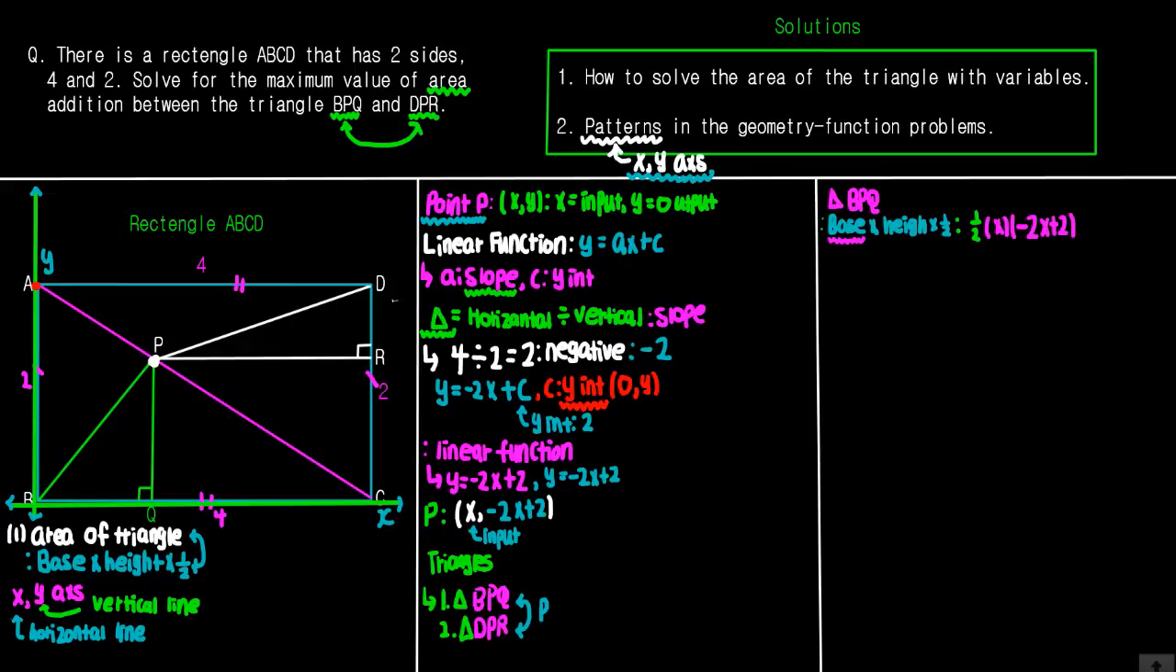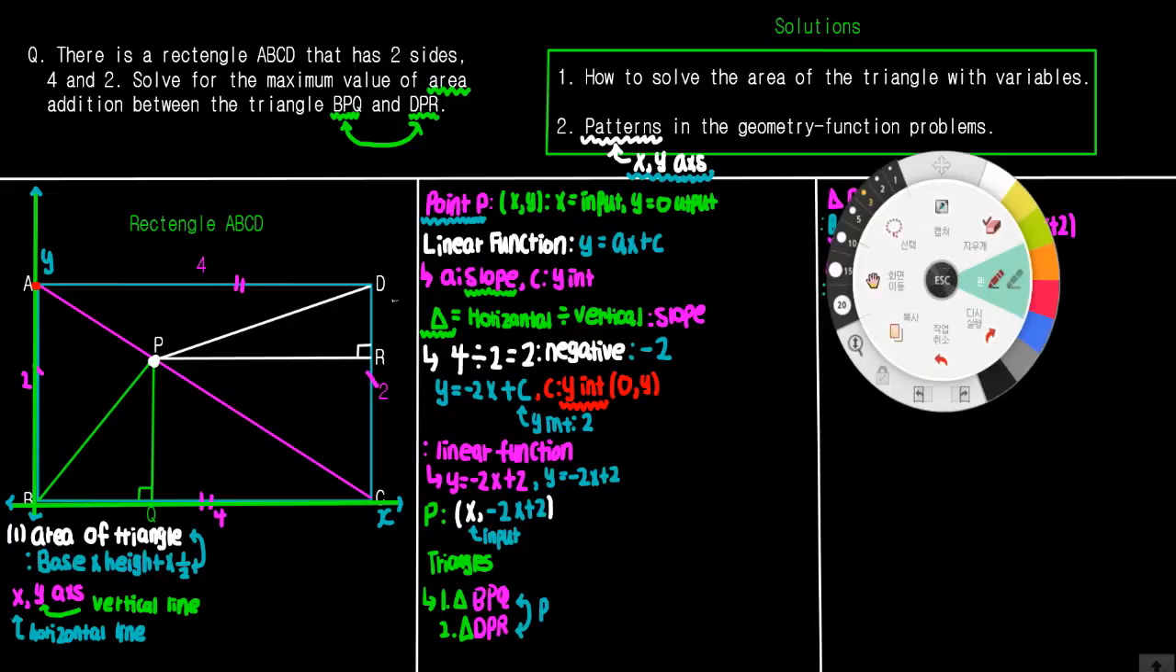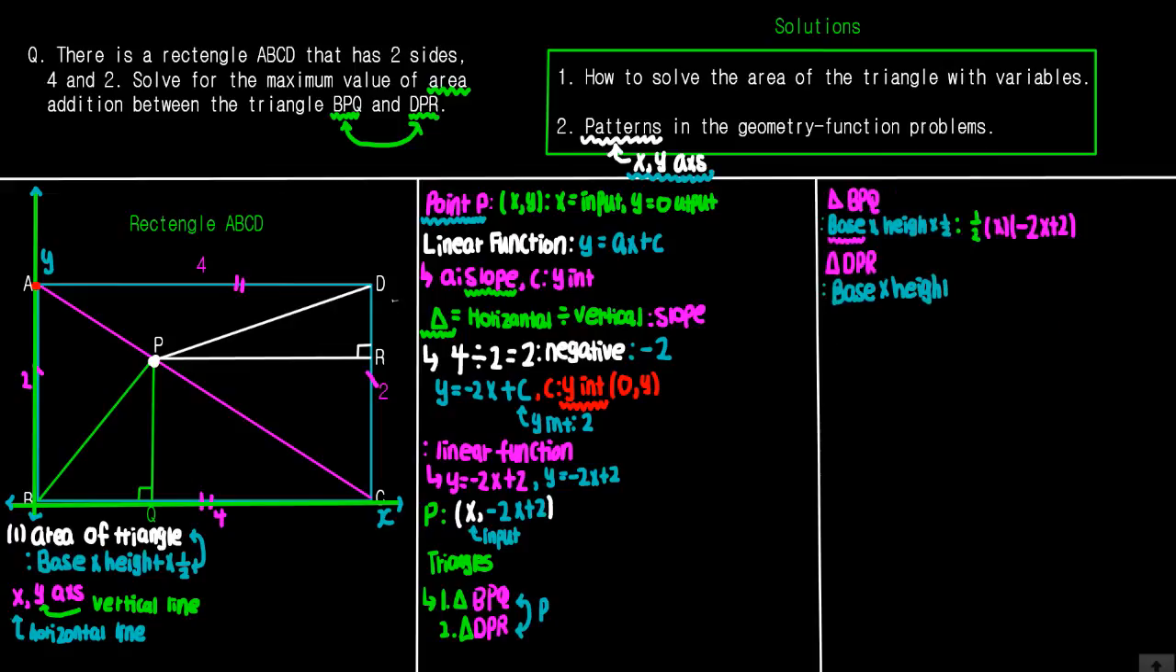Before we simplify this, let's think about one more triangle, which is DPR. Now let's write our triangle formula down again. Base times height times 1/2.